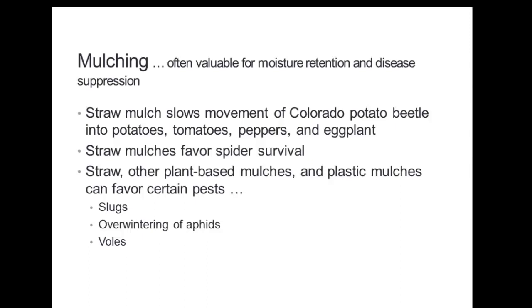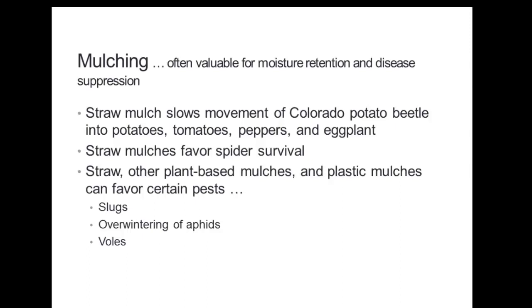Mulching, whether it be straw mulch or some other mulching materials or plastic mulch, is really valuable in gardening for moisture retention and disease suppression. In terms of insect management, the one case where it's probably most widely used as you grow a little bit larger and you had trouble with Colorado potato beetles in one field, you rotate to another field and use straw mulch along the rows closest to the original site because it slows their movement into potatoes and other crops. Straw mulches also favor spiders, and that's a good thing.